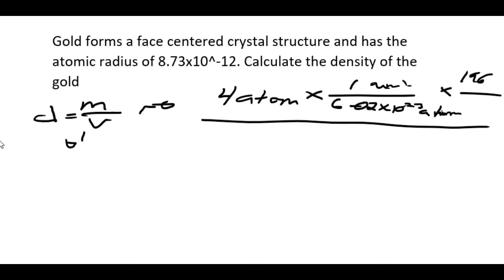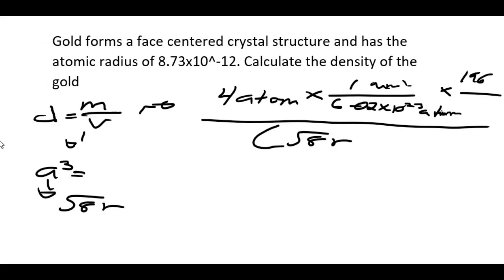So what is the volume? We know a³ is equivalent to, so we know that a is equivalent to 2√2 r. There you go. So all we need to do is cube this. So we input the value of the radius, and then we'll get our density.